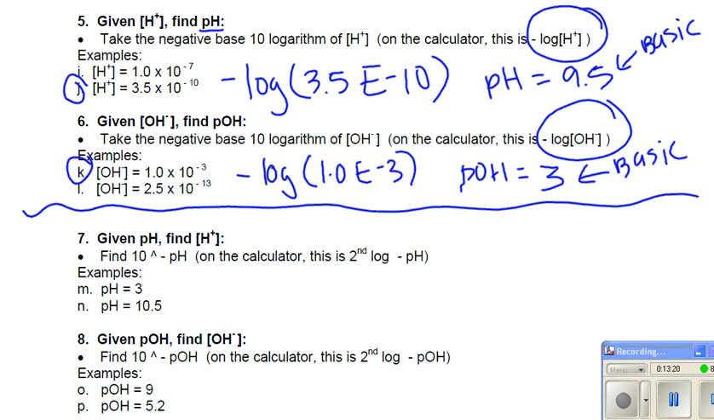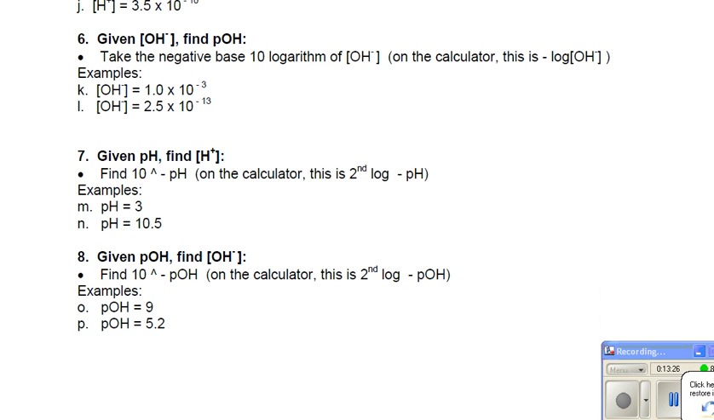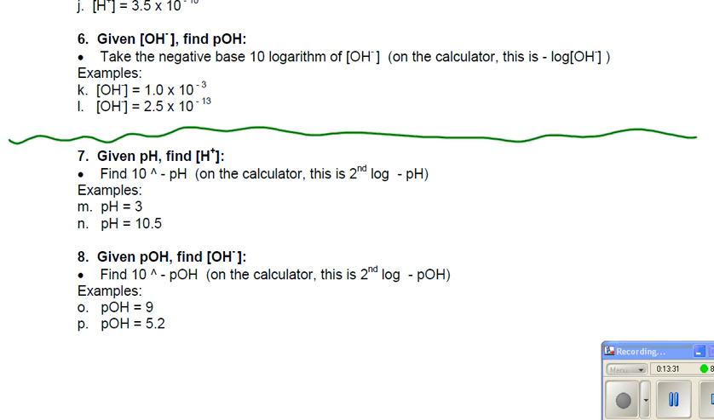Okay, and on to the last type of problem, which is 7 and 8. 7 and 8 are just the opposite of 5 and 6. Instead of being given the hydrogen ion concentration to solve for pH, you're given the pH to find the hydrogen ion concentration. So it's just the opposite. And here, you'll hit second log and then put in the negative pH. I personally tell my students that they can just put 10, use the caret, and put in the negative of whatever, pH or pOH. Either way, it works the same.